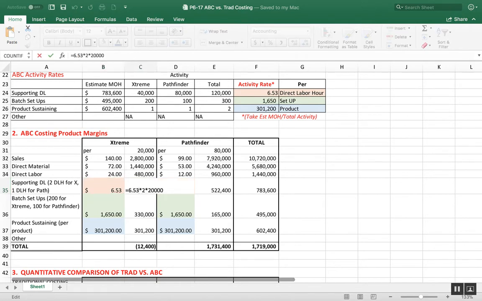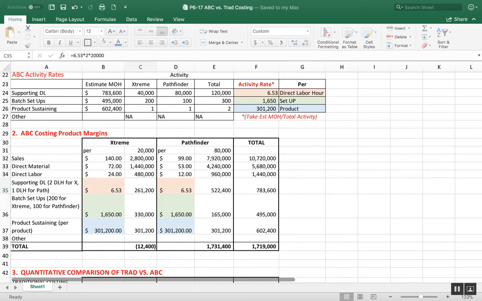So what I did over here was I took the $6.53, which I had up here, I multiplied that times 2, because remember, every Extreme boot takes 2 direct labor hours, and then I multiply that times the number of units that I'm going to manufacture. And that gives me the 261,200, okay?